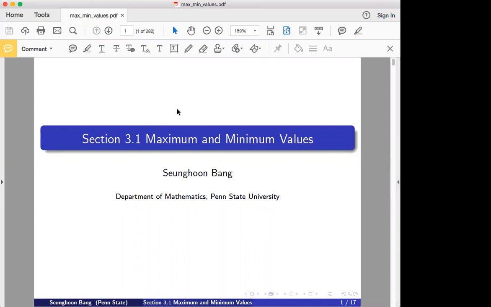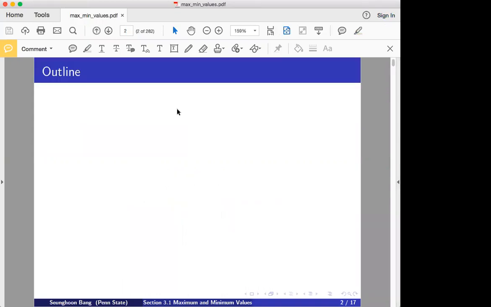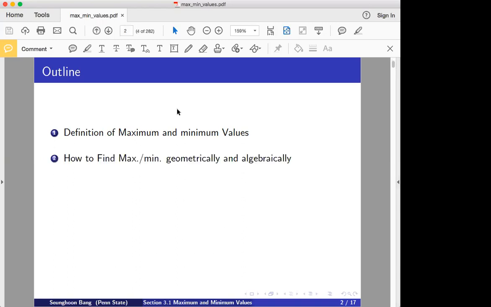Hey, today I want to talk about section 3.1, maximum and minimum values. This is our outline. I want to talk about the definition of maximum and minimum values. Second, how to find maximum and minimum values geometrically and algebraically.